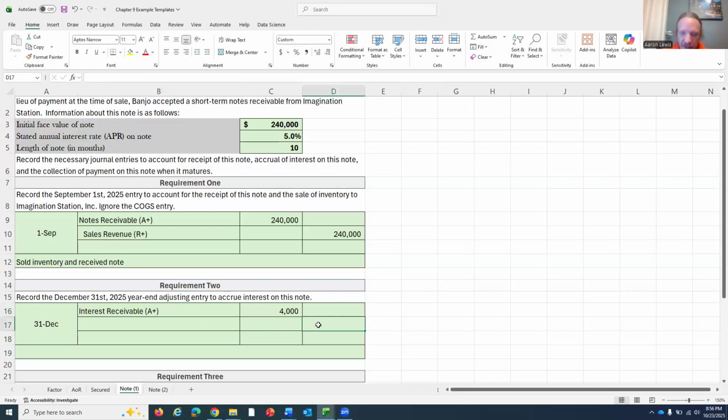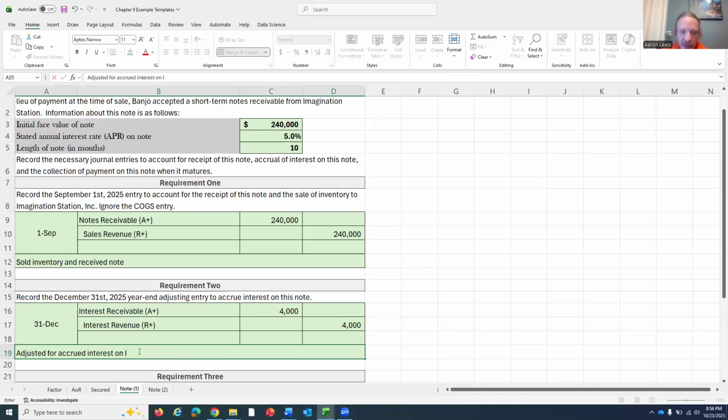And again, the reason that you make adjustments is to make sure that all revenues and expenses are recorded in the period that they are earned. And this interest was earned during 2025. So I'm going to record that interest revenue right now as well. And in this entry, we adjusted for accrued interest on Imagination Station note.